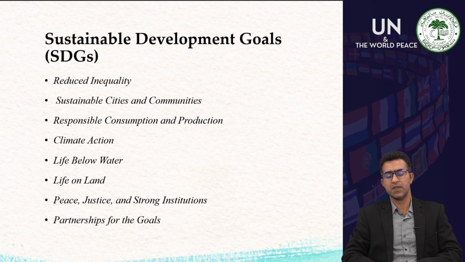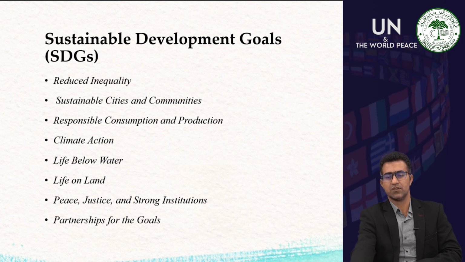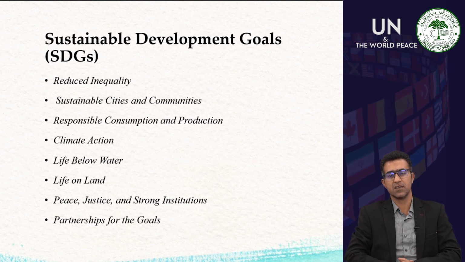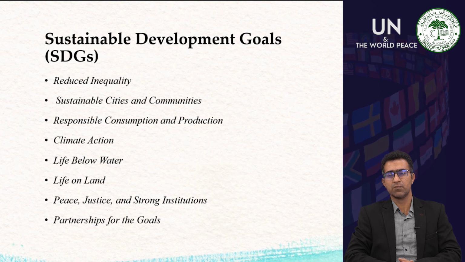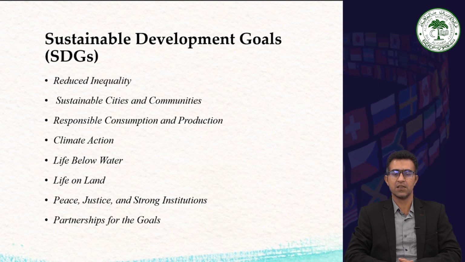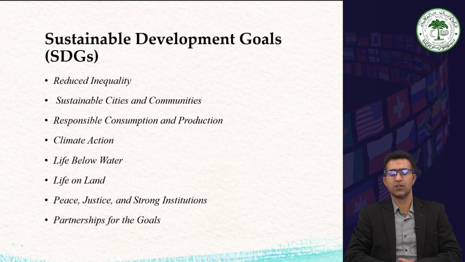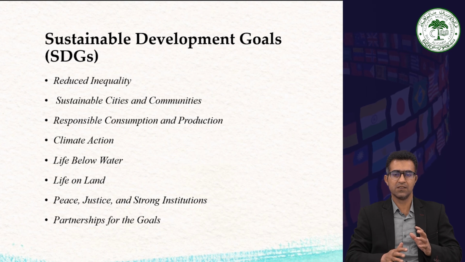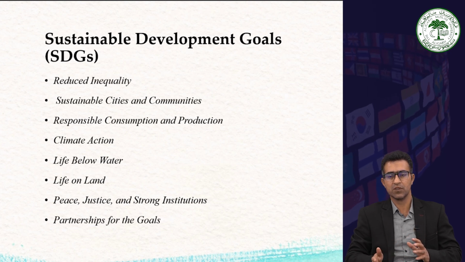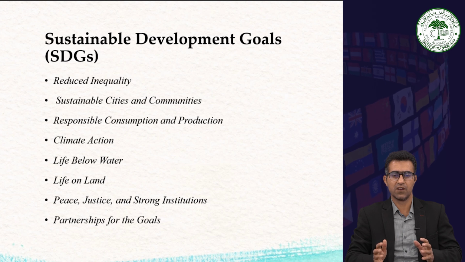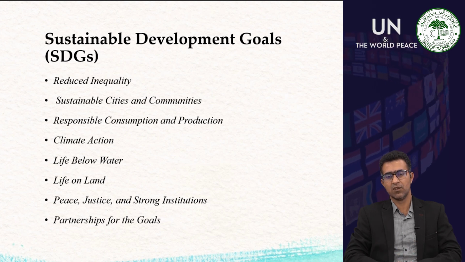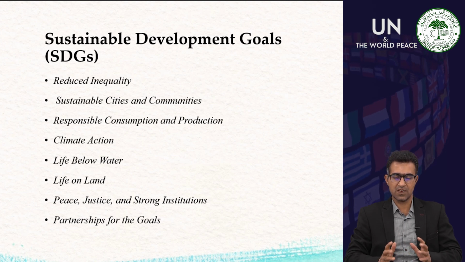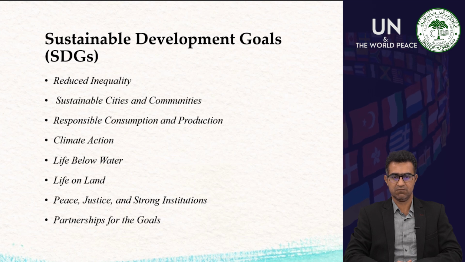16th objective is peace, justice, and strong institutions, means to promote peaceful and inclusive societies for sustainable development and to provide access to justice for all and build effective, accountable, and inclusive institutions at all levels. So, the target is to reduce violence and abuse and exploitation, promote the rule of law, and ensure access to justice for all.